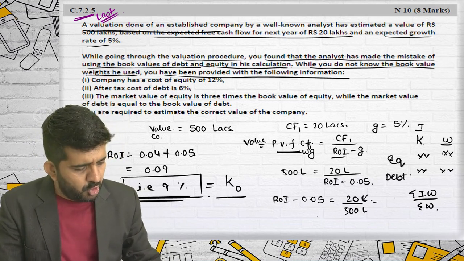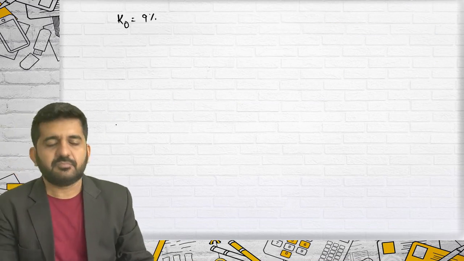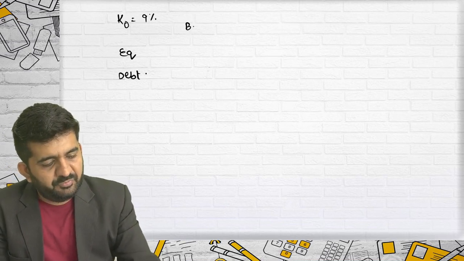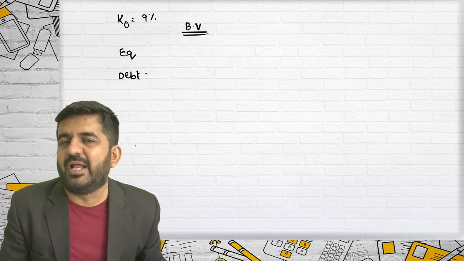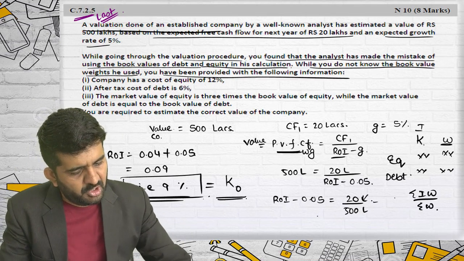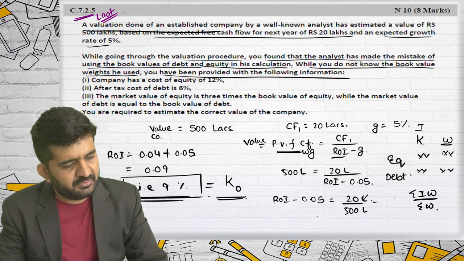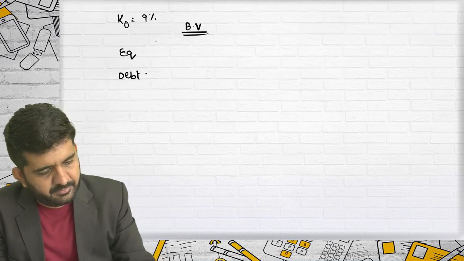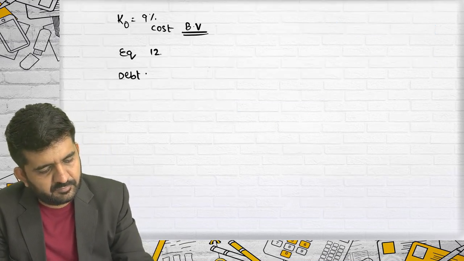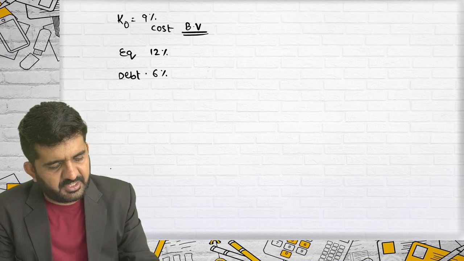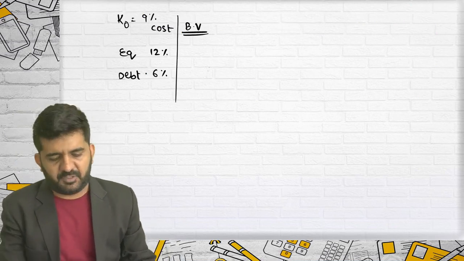Alright. So, the Ko which was used by the analyst was 9%. Equity, debt. He has taken weight of book value. Normally it should be taken of market value. What weight he has taken is not known, but further they have given some information. Company has a cost of equity of 12%, and after tax cost of debt of 6%. If it is before tax, you need to convert it into after tax.